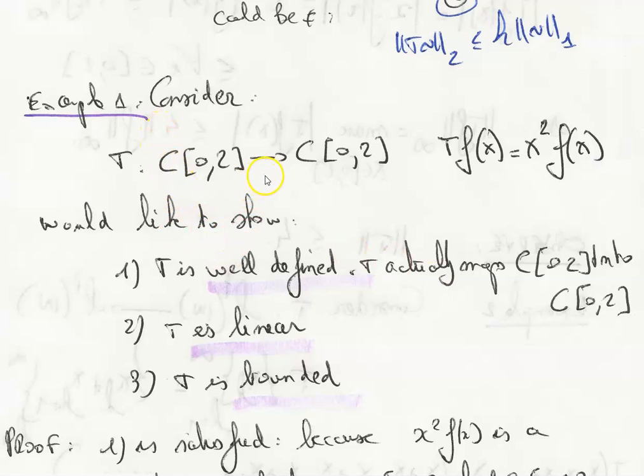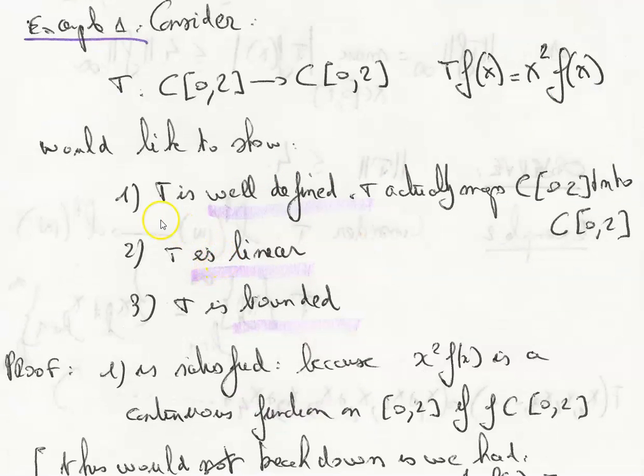Some example. So let's consider a linear map T that goes from the continuous functions on 0 to 2 to the continuous functions on 0 to 2, such that Tf of y is equal to y at the power of 2 times f of y. We would like to show first that T is well defined, and it actually maps C of 0,2 into C of 0,2. Then second, we would like to show that T is linear. And third, that T is bounded. So let's prove that.